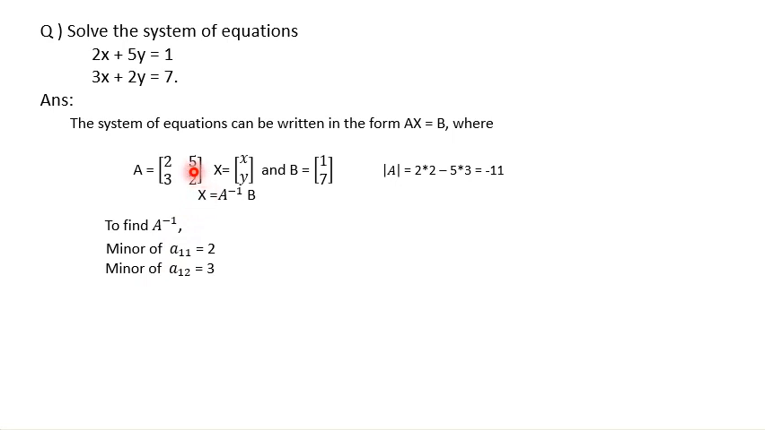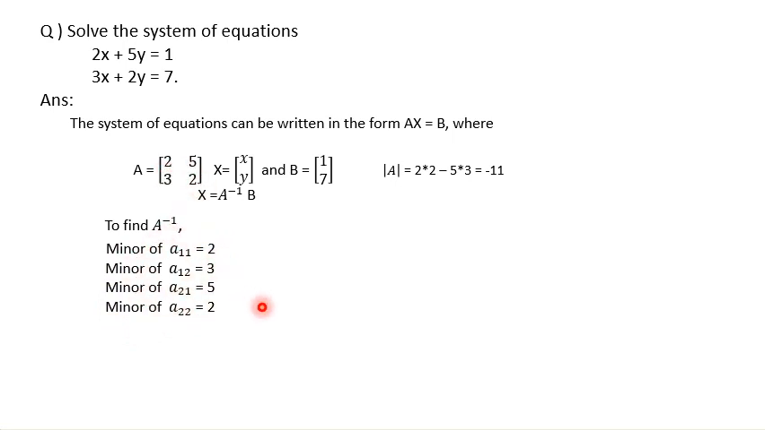Now, the minor of A12 is found by deleting the first row and second column. The remaining 1 by 1 matrix is 3. So, the determinant of that 1 by 1 matrix is 3 itself. So, the minor of A12 is 3. Now, what is the minor of A21? Deleting the second row and first column. So, the remaining is 5. Now, what is the minor of A22? Deleting the second row and second column. So, the remaining is 2. So, we found the minor of each element.